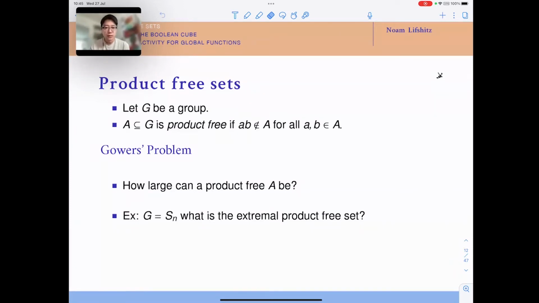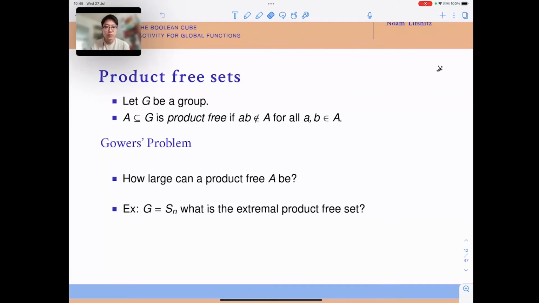From the point of view of extremal combinatorics, it's very natural to ask what is the largest product-free set. So we have a product-free set. The product of two elements in the set is outside of the set. And what Gowers asked is, what is the largest product-free set? So, for example, you can consider the case where the group in question is the symmetric group. Can anyone tell me what is the largest size of a product-free set in the symmetric group?